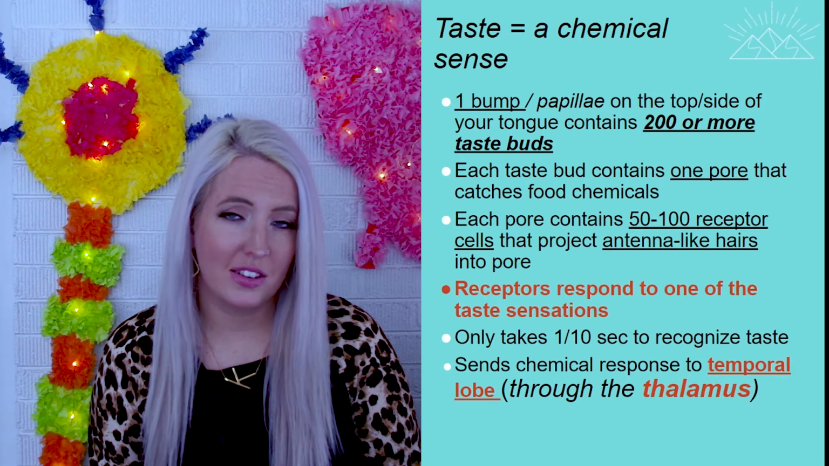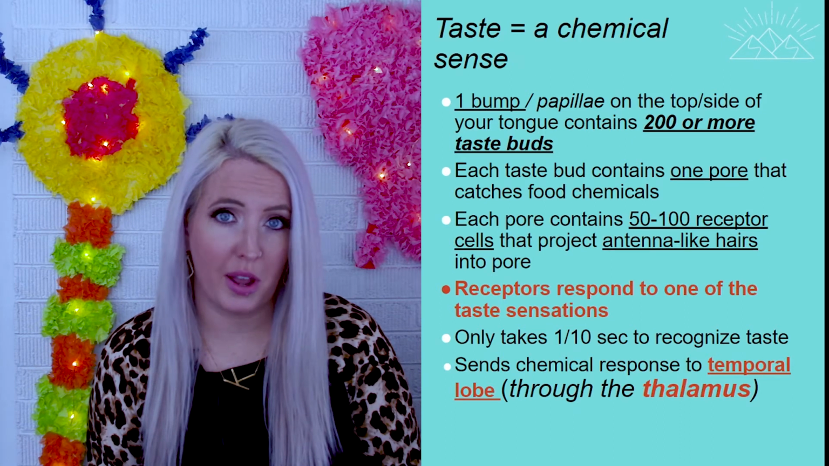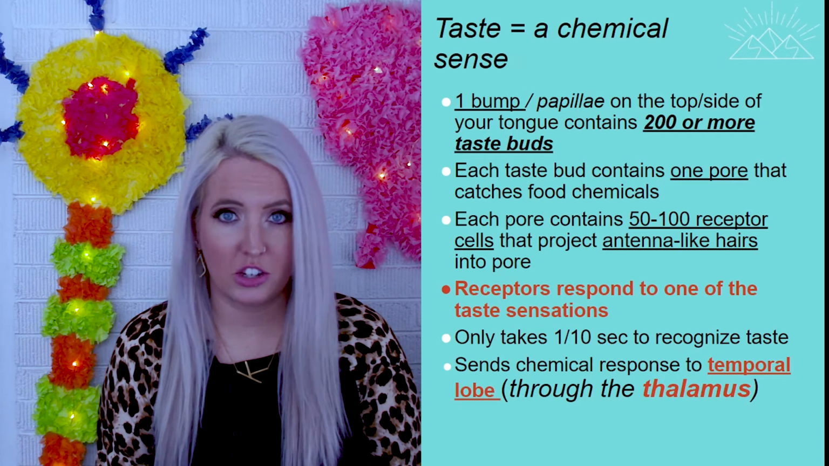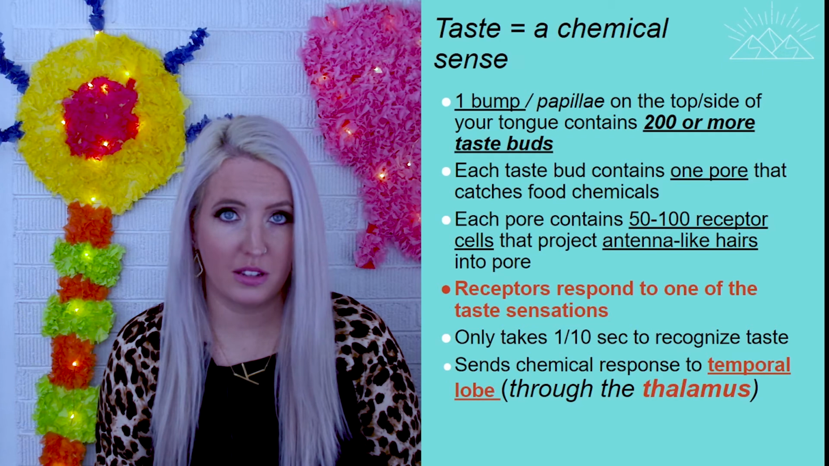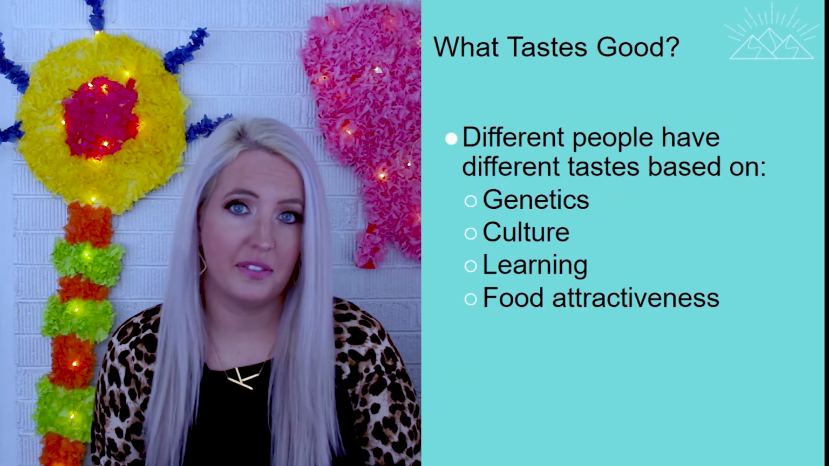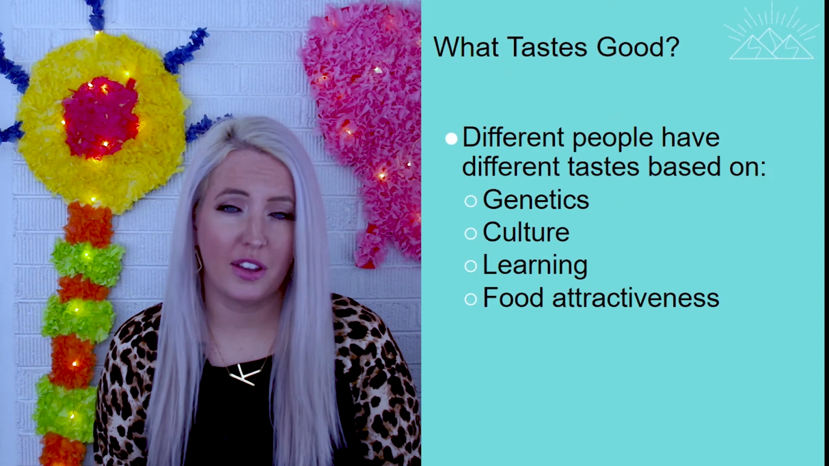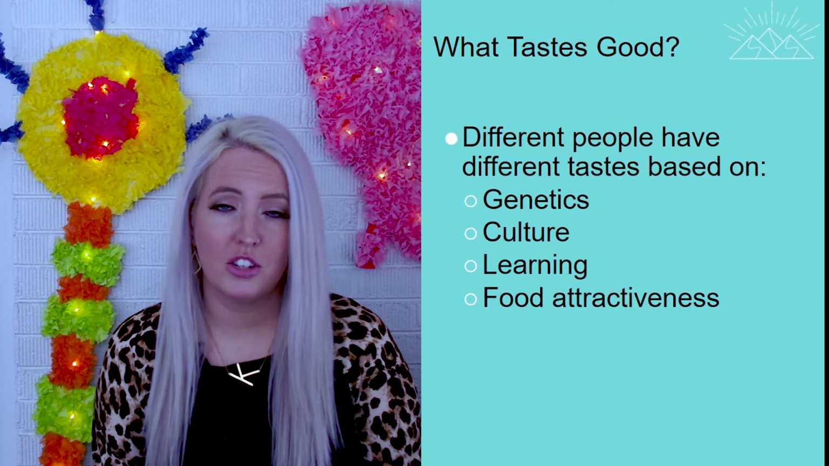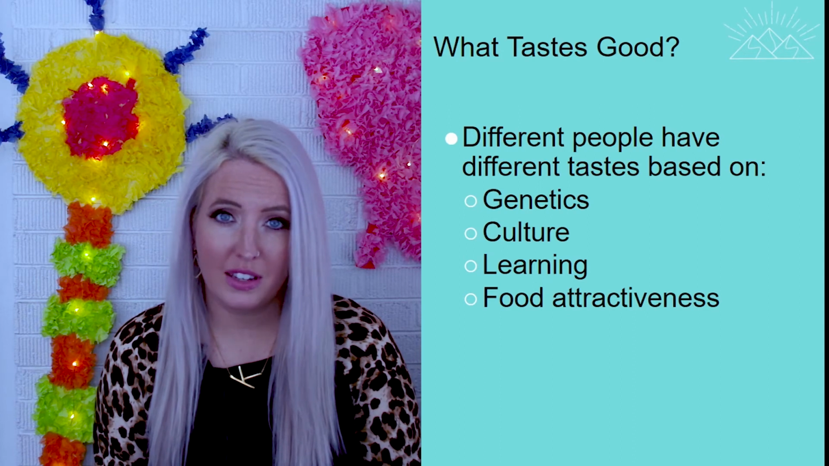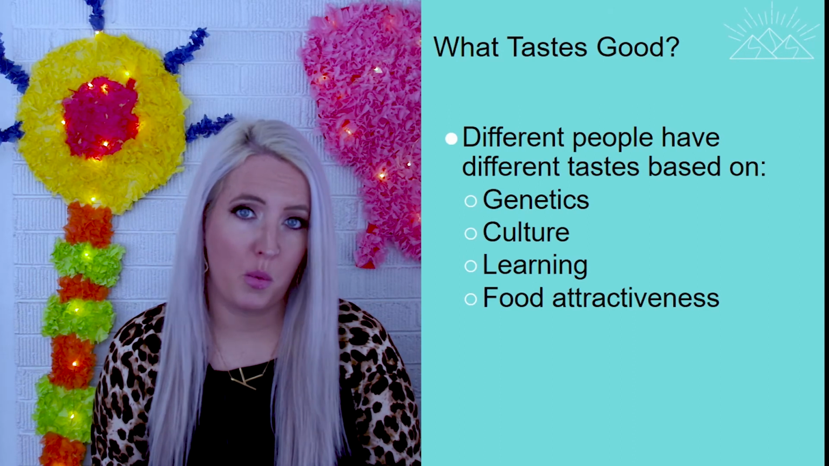Smell and taste are closely linked in a variety of ways, including where they are located in the brain and their connection to memories and emotions. Now, what we think tastes good comes down to a variety of different circumstances. Everything from personal differences, genetics, cultural differences, and food attractiveness all play a role in what we think tastes good.